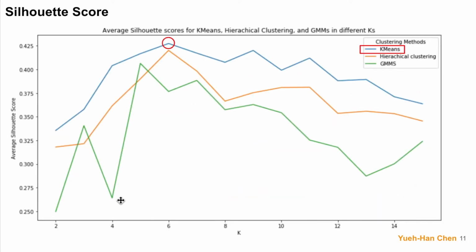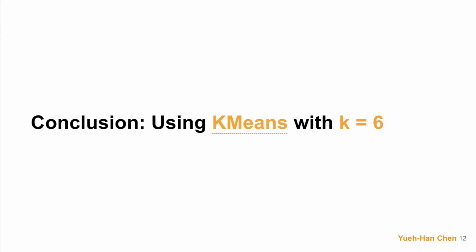Here, I want to do something more interesting, because silhouette score can be used not only to select the right K, but also to choose the right model that performs the best. So I created these line charts to see k-means, hierarchical clustering, and GMMs performing on this dataset. The reason why I didn't use DBSCAN is because silhouette score doesn't have the concept of noise. So even though DBSCAN performs well on this dataset, it may still get a low silhouette score. From this chart, we can see that k-means performs the best when k equals 6. Therefore, we conclude that we will be using k-means with k equals 6.